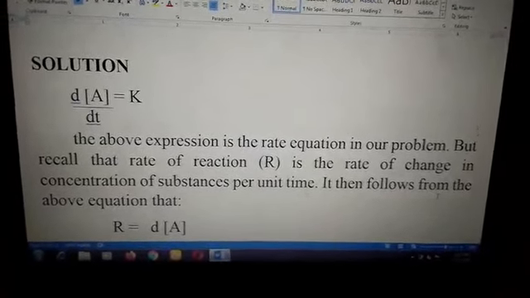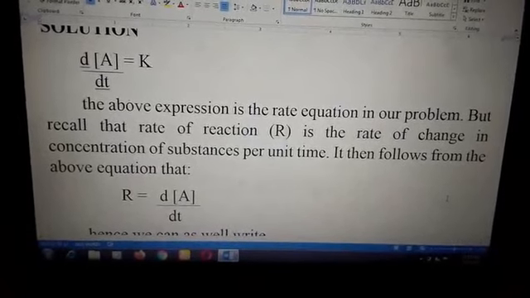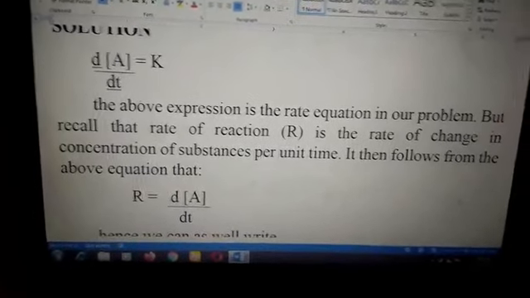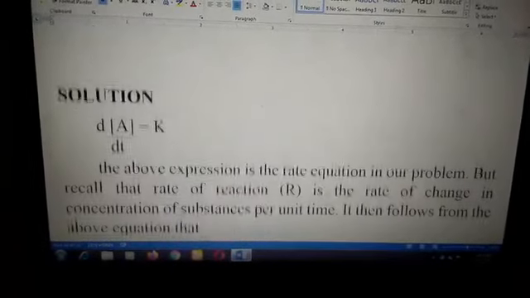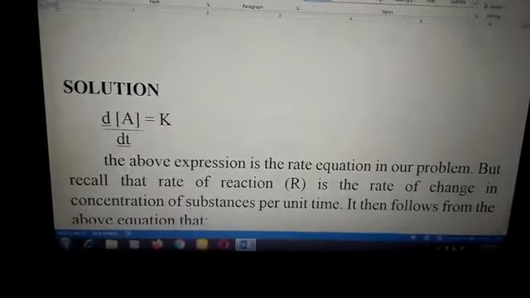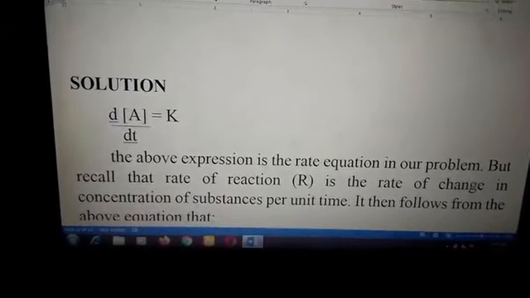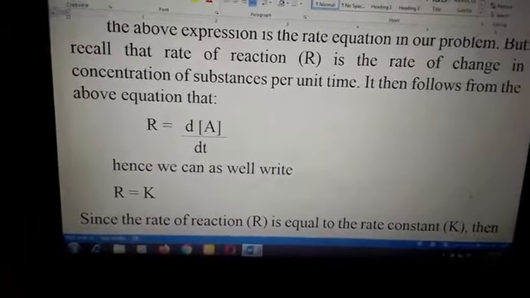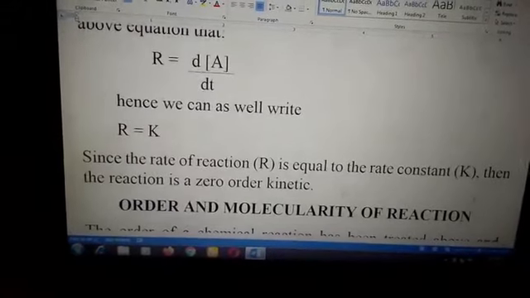It then follows from the above equation that R is equal to dA over dt. So the expression dA over dt is the rate of reaction. So we can replace dA over dt by R. That means going to this expression, dA over dt can be replaced with R, because dA over dt is the change in concentration per unit time, which is the rate of reaction. So hence we can write R equal to K, replacing dA over dt by R, that means R becomes equal to K.